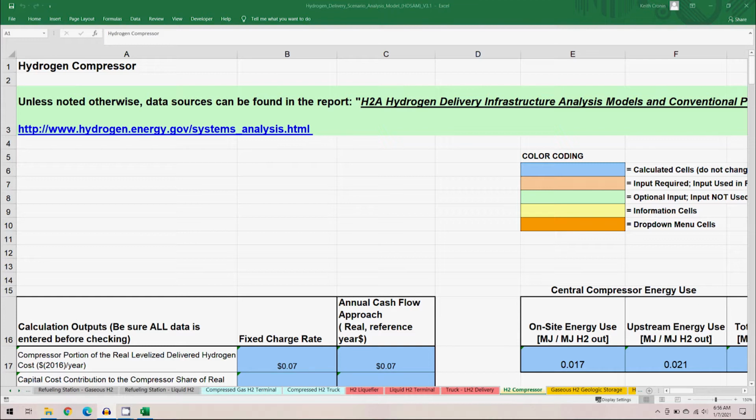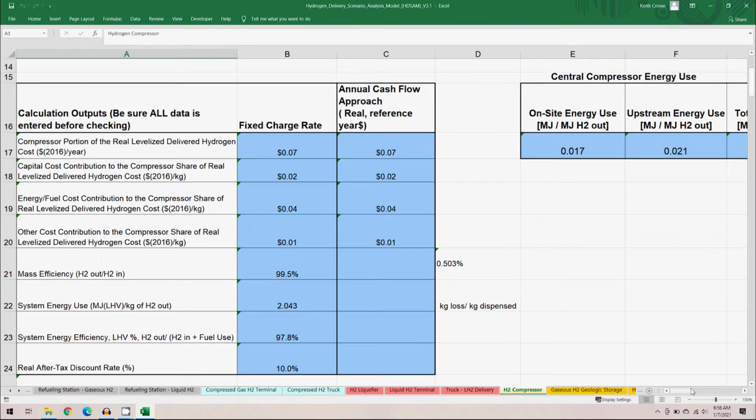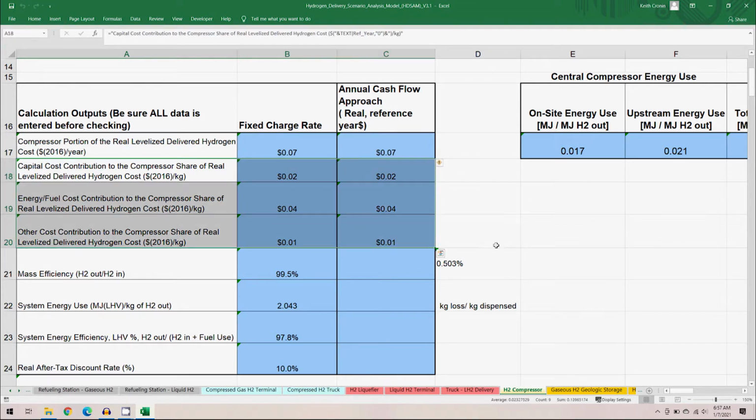At the top of the H2 compressor worksheet are tables showing the calculation outputs from the sheet, as well as energy use and emissions resulting from the process. The primary outputs in these tables are the compressor portion of the real levelized delivered hydrogen cost, which is made up of contributions from capital cost, energy and fuel, and other costs. System energy use is another primary output.